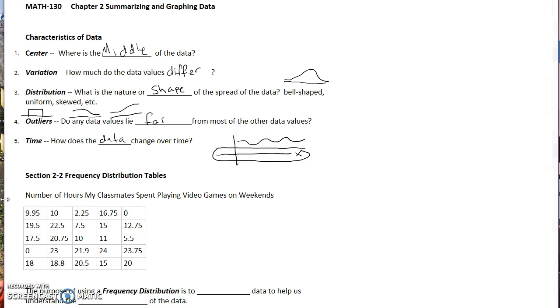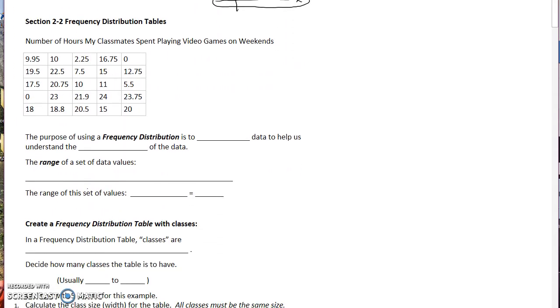All right, so now we're going to dig into frequency distribution tables, meaning how do we organize this stuff? So I have some data, the number of hours my classmates spent playing video games on weekends. So there's the data right there. The purpose of a frequency distribution is to organize the data to help us understand the shape. And we're going to see when we get these charts built, you'll be able to see the shape of the data.